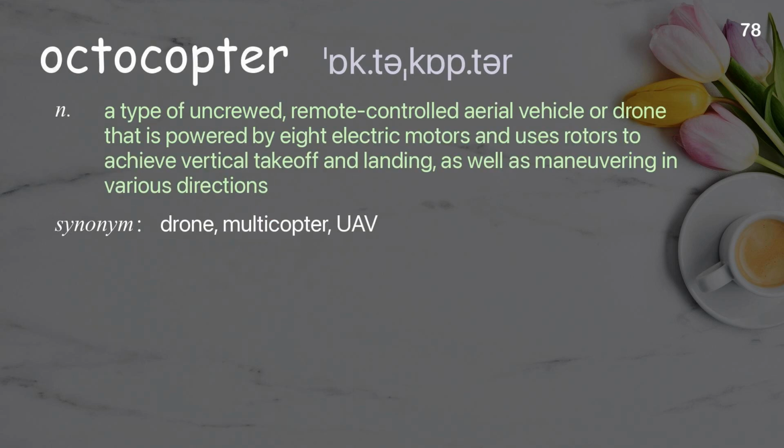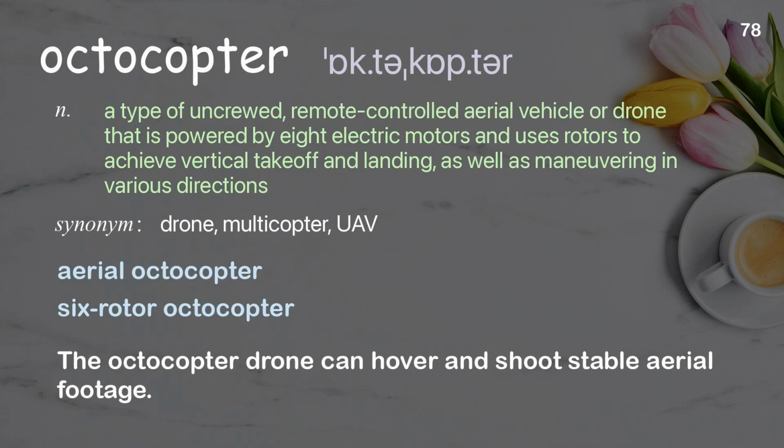Octocopter. A type of uncrewed, remote-controlled aerial vehicle or drone that is powered by 8 electric motors and uses rotors to achieve vertical takeoff and landing, as well as maneuvering in various directions. Examples: Aerial octocopter. 6-rotor octocopter. The octocopter drone can hover and shoot stable aerial footage.